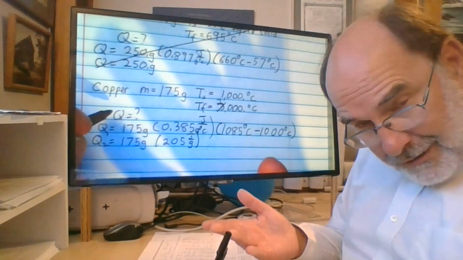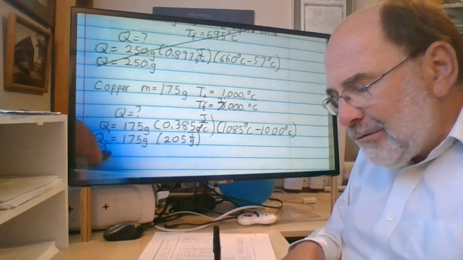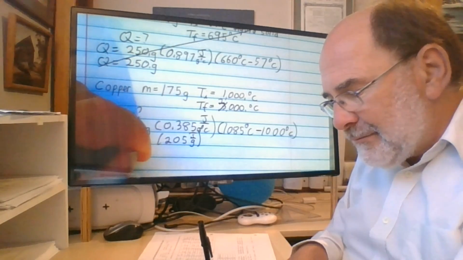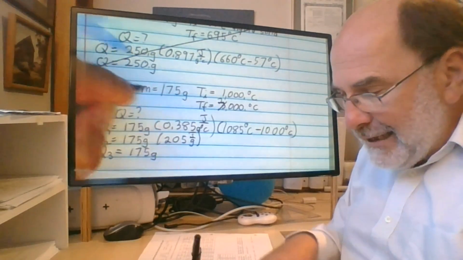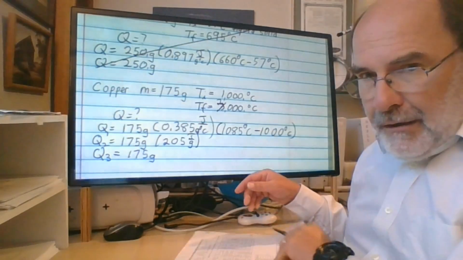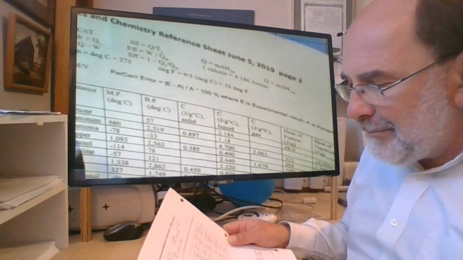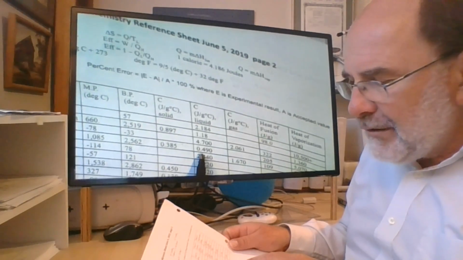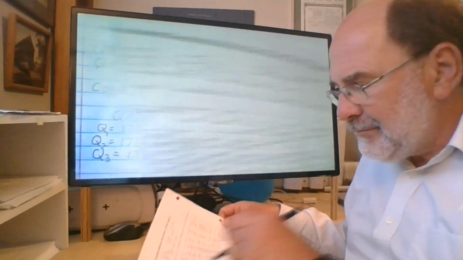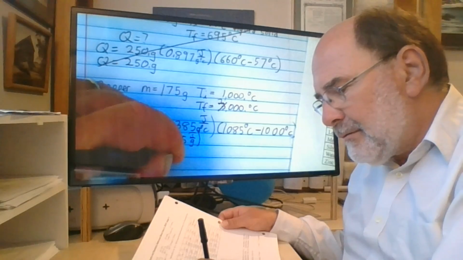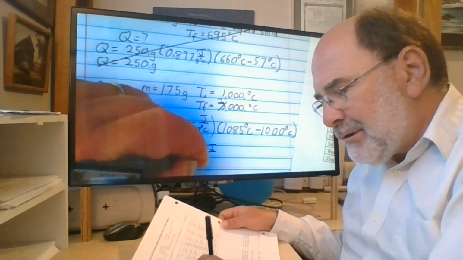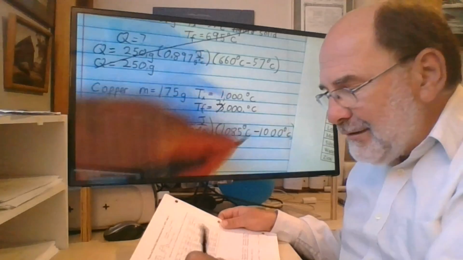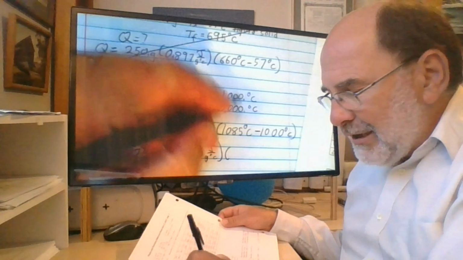But I'm not done. Now that I've melted the copper, I do a third calculation. And for this one, I take that mass of now liquid copper and I heat it using the specific heat of copper in the liquid state, 0.490 joules per gram per degree C, times the change in temperature. Now, the final temperature is going to be 2000 degrees Celsius.